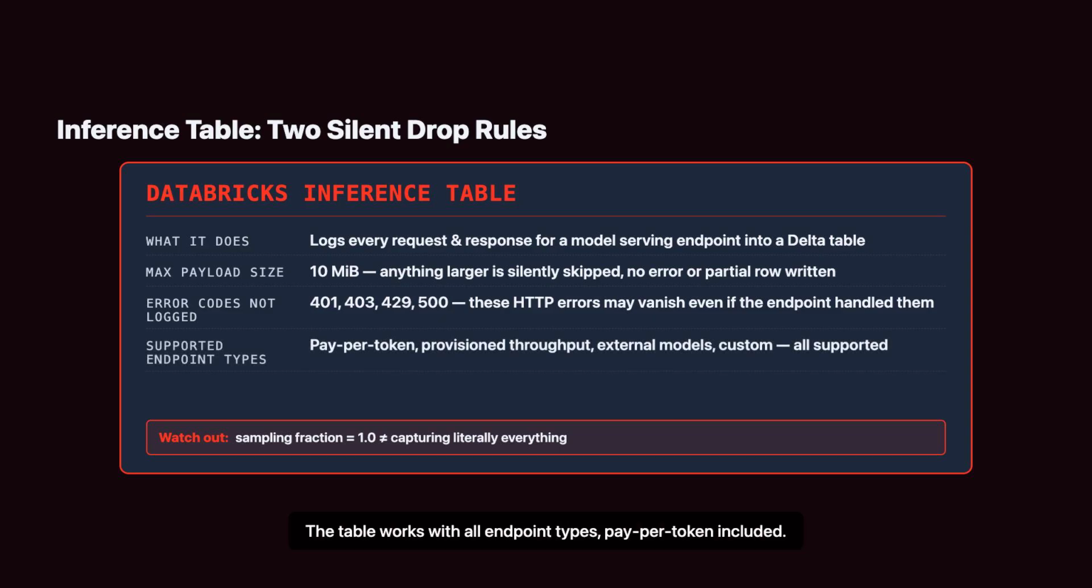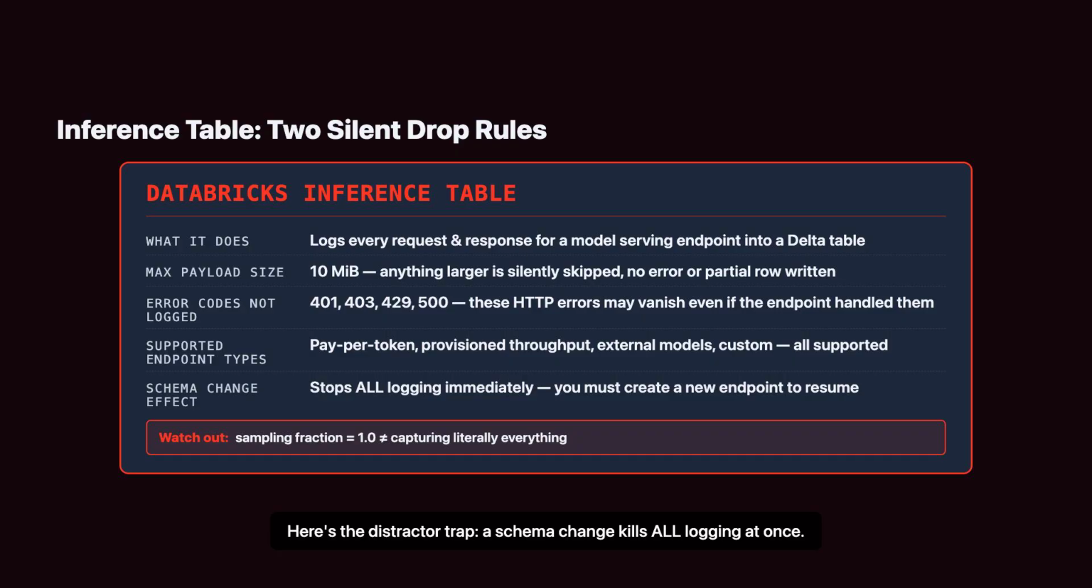The table works with all endpoint types, pay per token included. Here's the distractor trap. A schema change kills MLflow logging at once. You'd see 0 new rows after that, not a selective gap. So when only specific entries are absent, blame two silent drop rules, not a broken config.